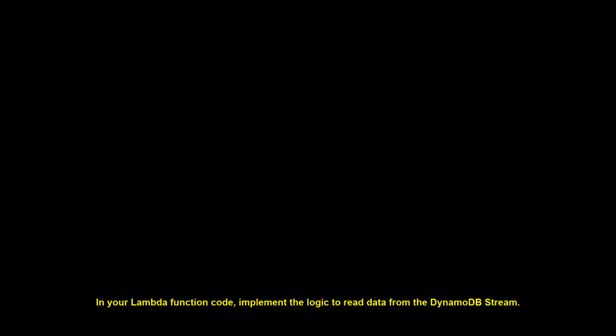In your Lambda function code, implement the logic to read data from the DynamoDB stream. Format the records to match the requirements of the Kinesis data stream. Use the AWS SDK to push the formatted records into the Kinesis data stream. Deploy the Lambda function once your code implementation is complete.